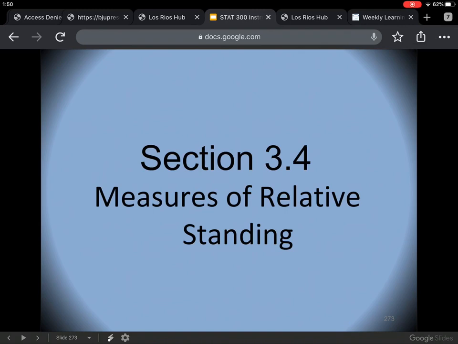Okay, in this next section, we're going to talk about measures of relative standing. Comparing two values in a data set can be a little bit tricky, so we have to be careful about that.